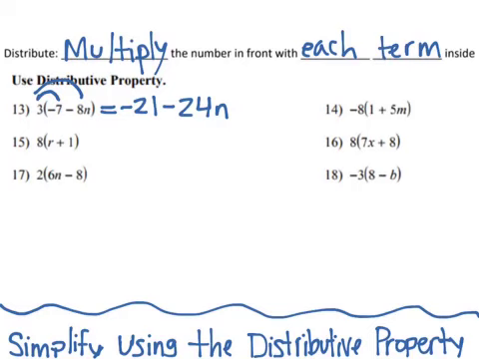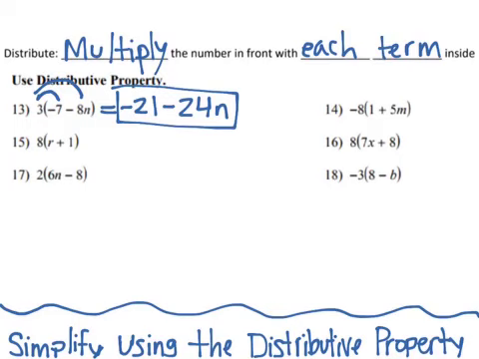Now you would want to check most problems and make sure that you can't combine like terms. If we're looking at this, do we have any like terms? Well, this negative 21 doesn't have anything attached to it. And then this negative 24n has the variable n. So we can't combine those, so this answer is as simplified as we can make it.